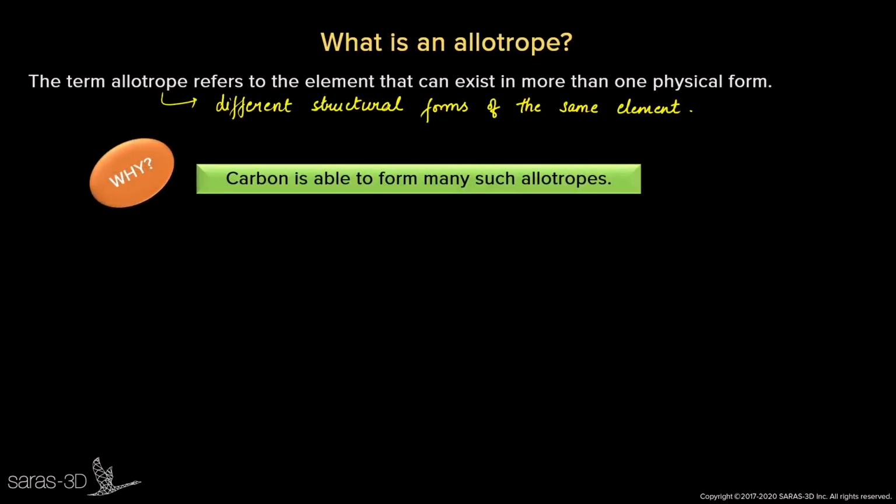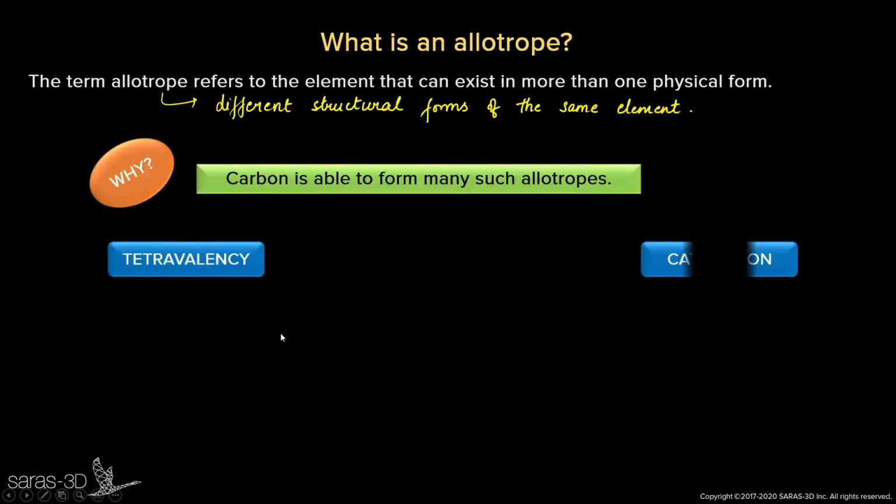What is the reason behind this? Why is this versatile element carbon able to form many allotropes? It is because of its nature, that is, it exhibits two unique properties, tetravalency and catenation. Now, let us just briefly discuss this, as we'll be studying them in detail in our next video.